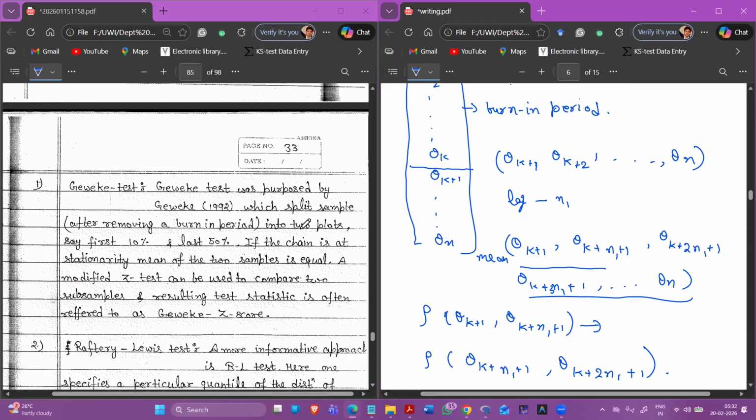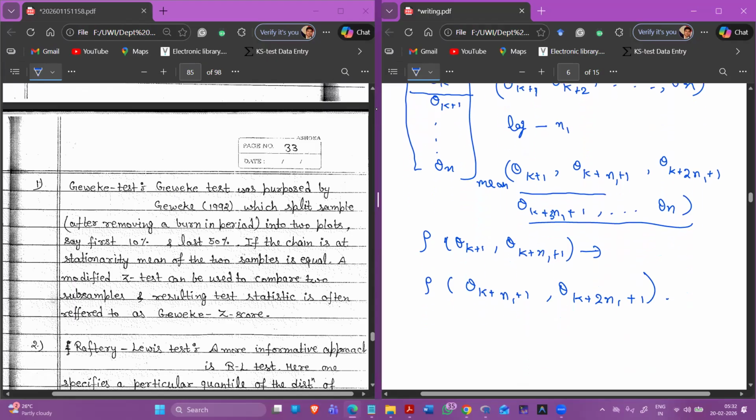So what we are going to do in the test, we are going to split the sample, after removing the burn-in period or lag, into two parts, first 10% and last 50%. That means we have these observations, theta k plus 1, theta k plus n1 plus 1, and up to theta n. I will split this entire sample into two parts. I will consider the first 10% of observations and the last 50% of observations.